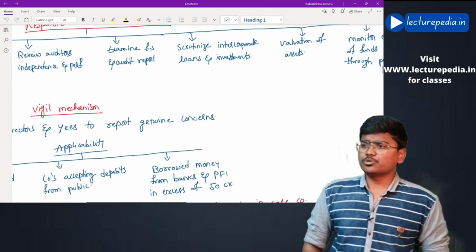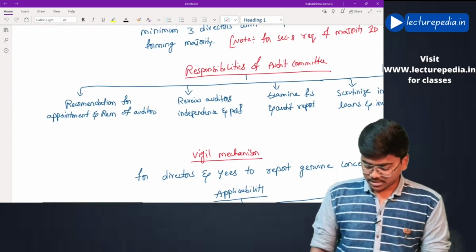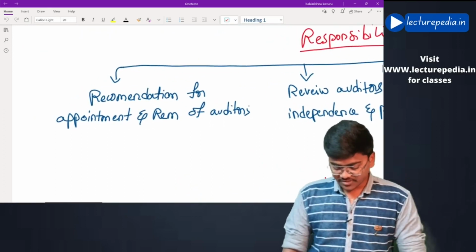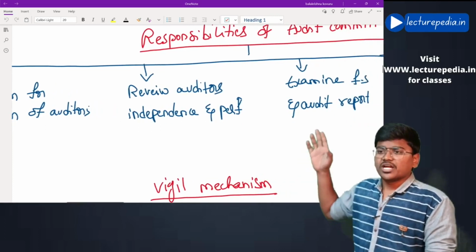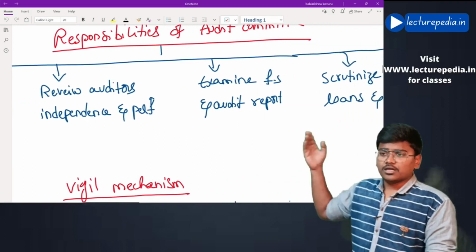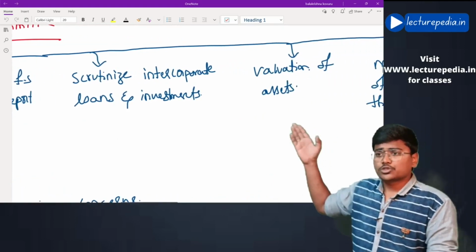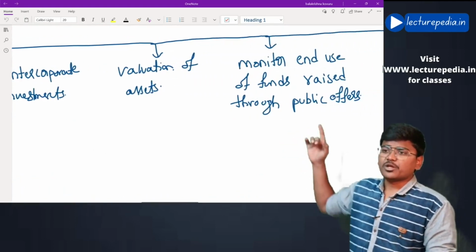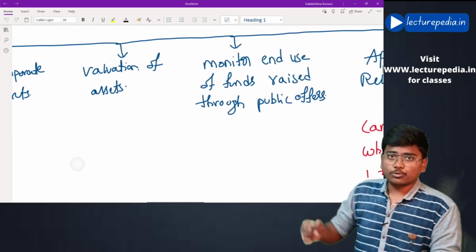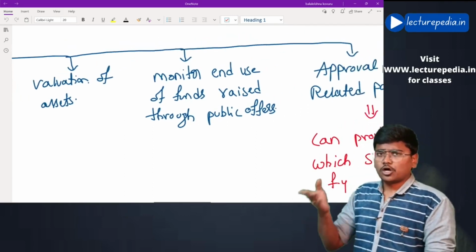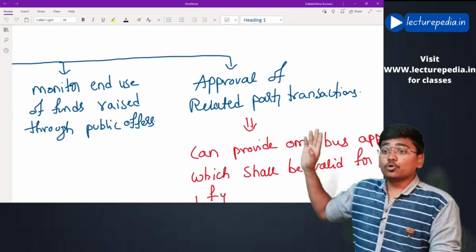Now, responsibilities of audit committee. What are the various responsibilities that the audit committee must discharge? First one, recommendation for appointment and remuneration of auditors, review of auditor's independence and his performance. Next, examine financial statements and audit report, scrutinize intercorporate loans and investments, valuation of assets. That means it will not conduct the valuation, it will appoint registered valuers for conducting valuation of assets or the undertaking of the company.